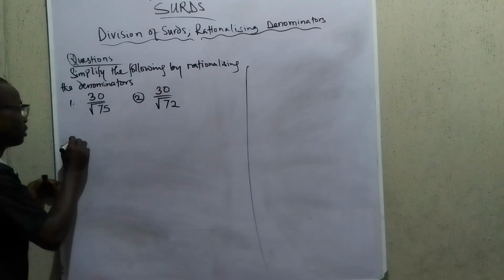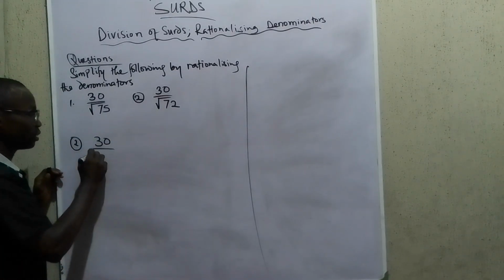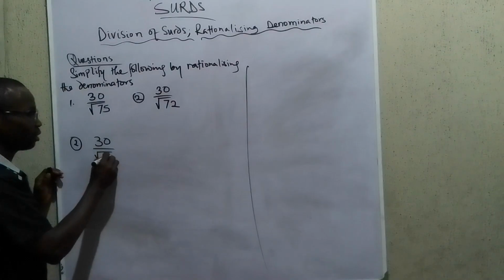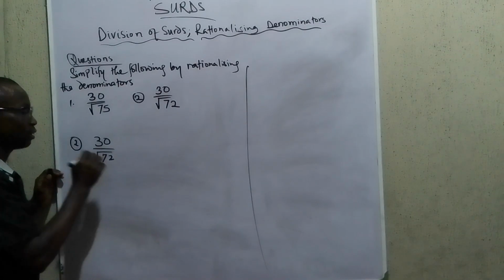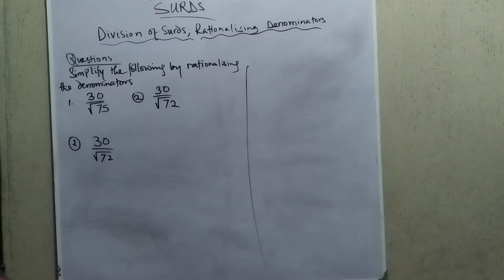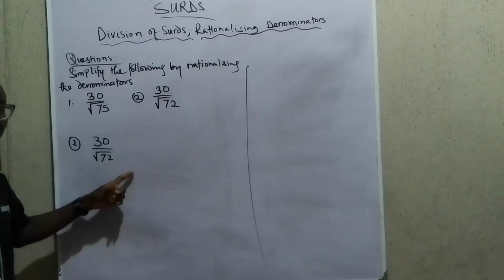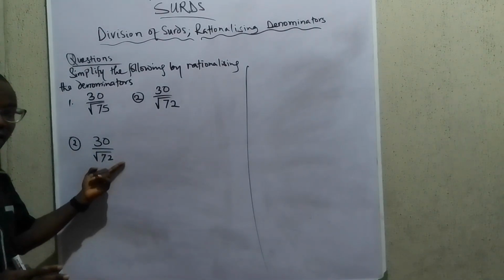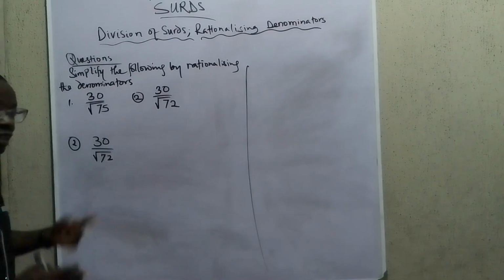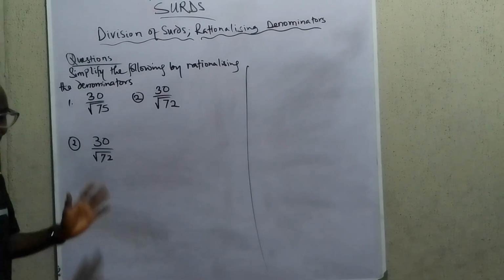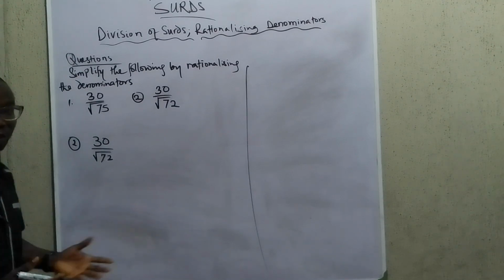I've already said what rationalization is. It means to make the denominator a rational number, which is the same thing as making it a whole number. And the way we do that is to multiply both the numerator and the denominator with the surd of the denominator. In the case where the entire denominator is a surd, just go ahead and do it. So in this case, the entire denominator is a surd.